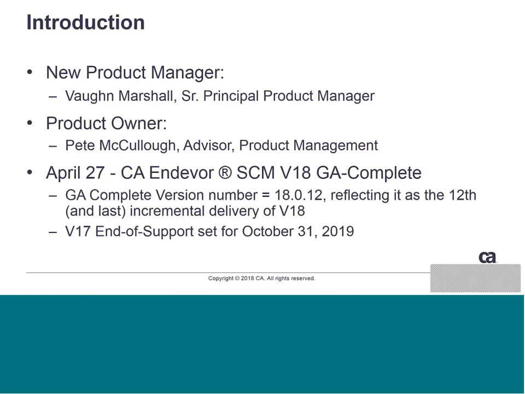But basically, you can see from the version number that the GA complete release is 18.0.12. And what that means is that we have had 12 incremental deliveries in between when we started development on V18 and now. So 18.0.12 is both the 12th incremental and also the GA complete release.